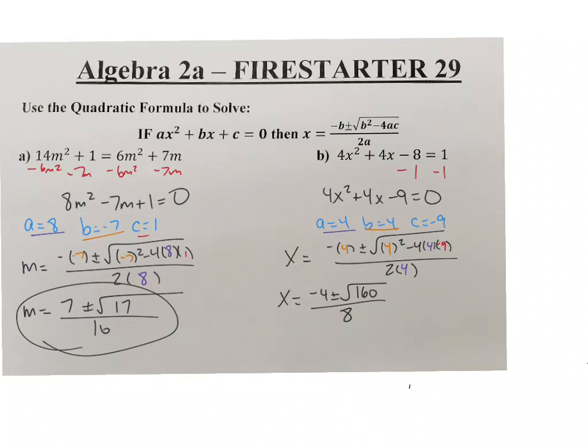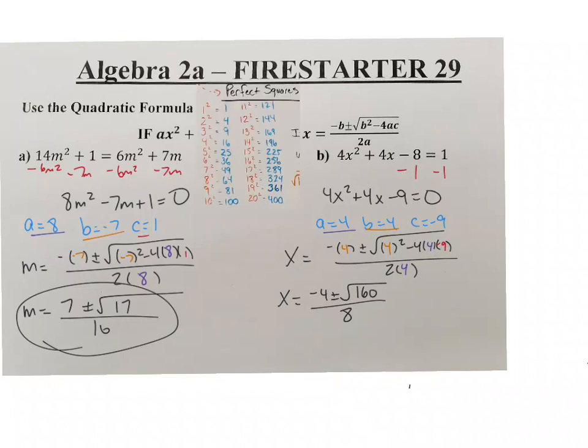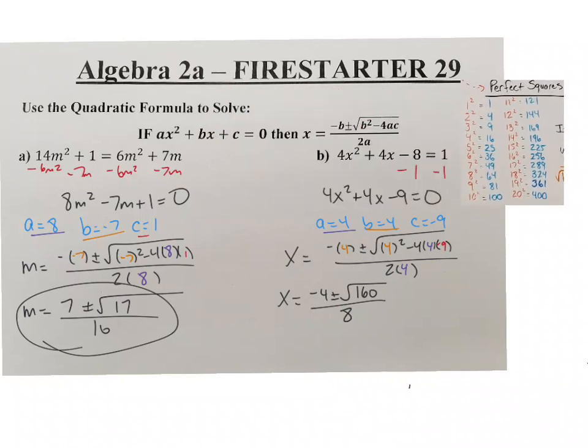160 is not perfect, but 160 can be broken down. 160, 16 goes into 160 10 times. 4 also goes into it, but you'd have to do it multiple times. So you always want the biggest perfect square. So not that 4 is wrong, it's just not the best answer. So x equals negative 4 plus or minus this 16 turns into 4. 10 stays in jail forever, all over 8.